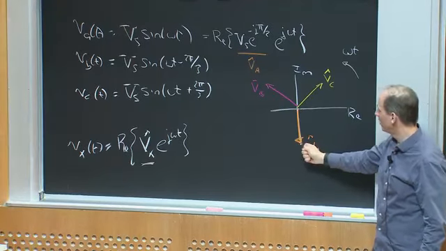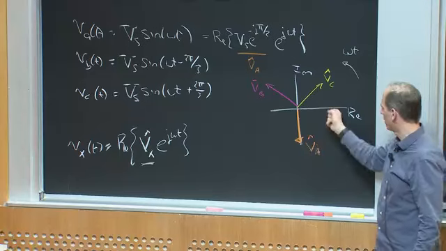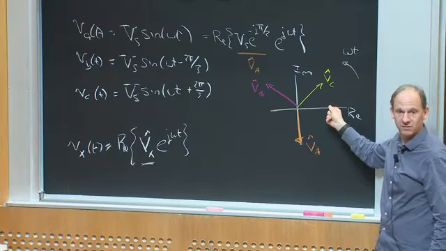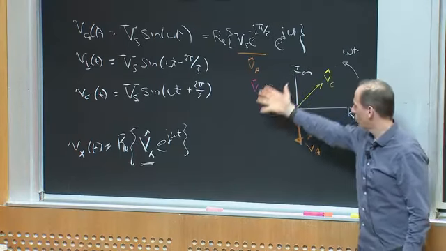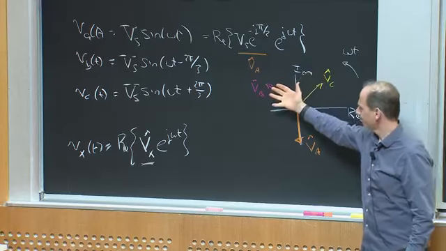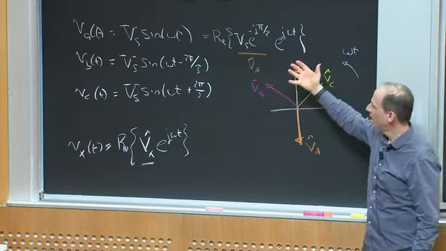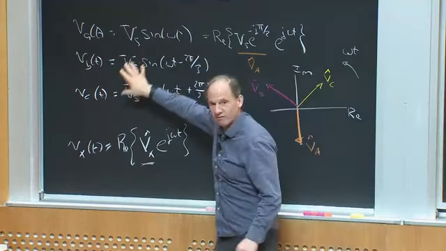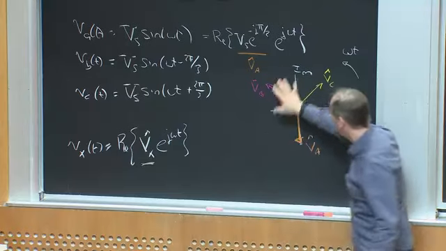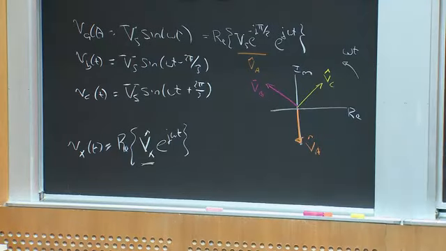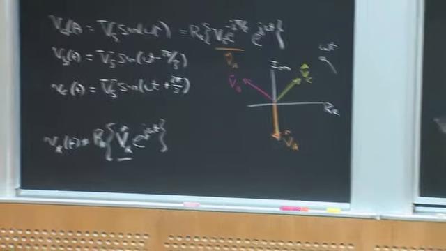If I waited until omega t equals 90, it would rotate up and it would have a value Vs. Okay? So we often express our time domain waveforms as a set of phasors. Any questions about that?